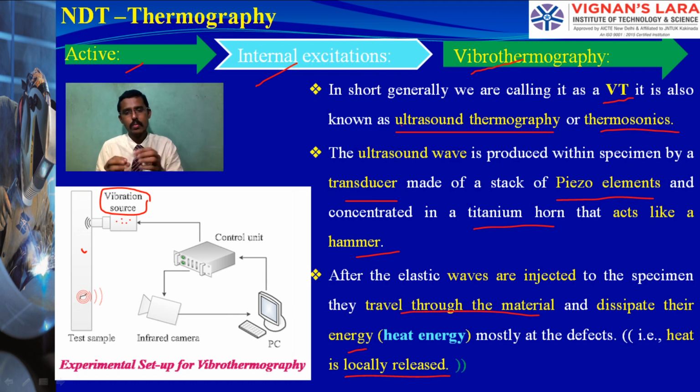So we have to perfectly touch the specimen. 100% vibration that is generated has to be transferred to the job. The vibration is connected again to the control unit. Simultaneously, 100% vibration is sent, and accordingly this infrared camera is also connected to the PC, the computer, through which the image is generated.